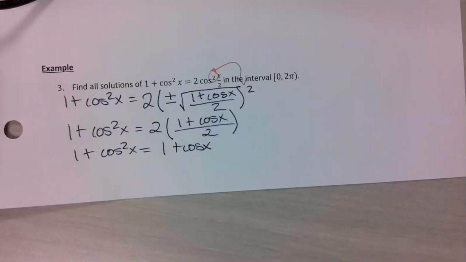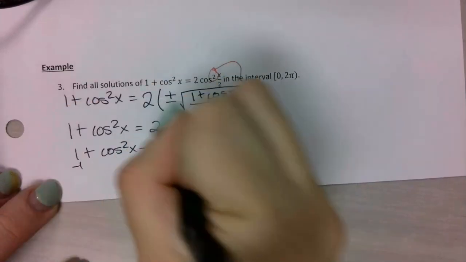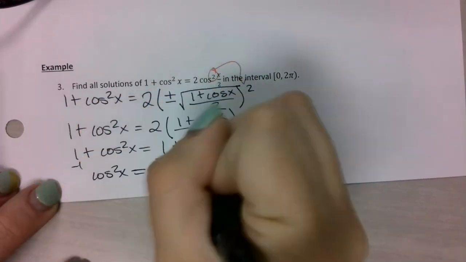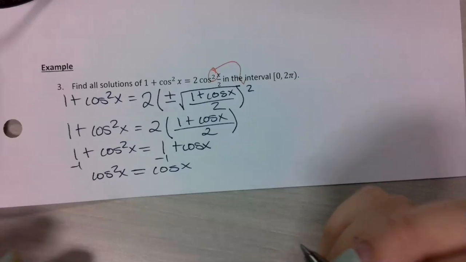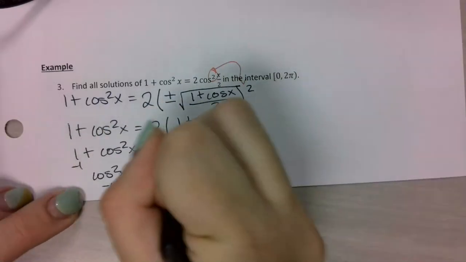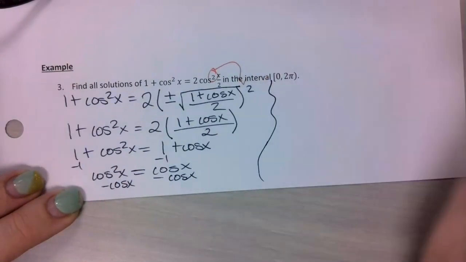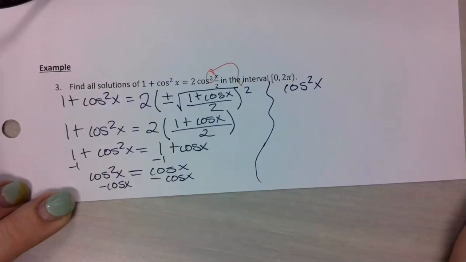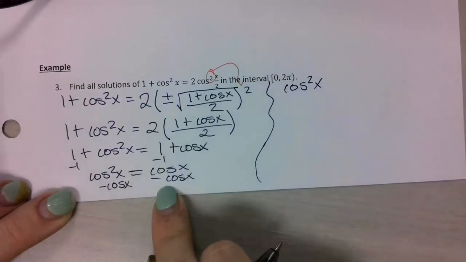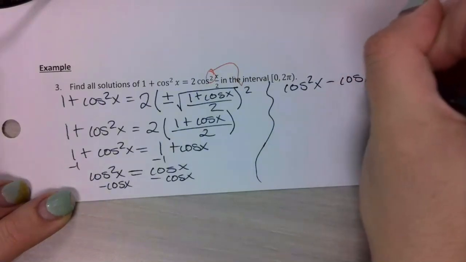Okay. Then what do you want me to do? Okay. Which gives me cosine squared equals cosine. No, I want to subtract the cosine over. I don't want to divide it out. Yeah, because I want to move it all to the same side of the equation, because I'm going to try to factor.